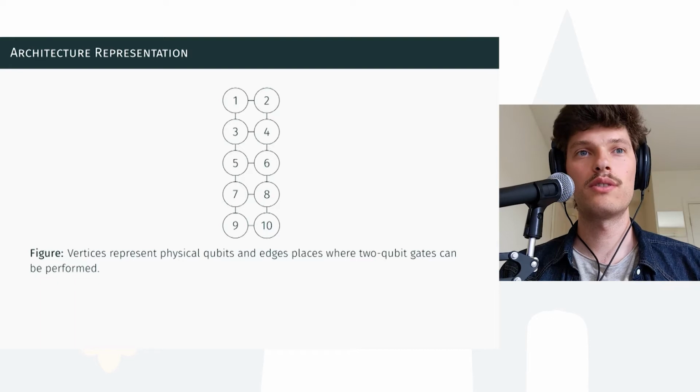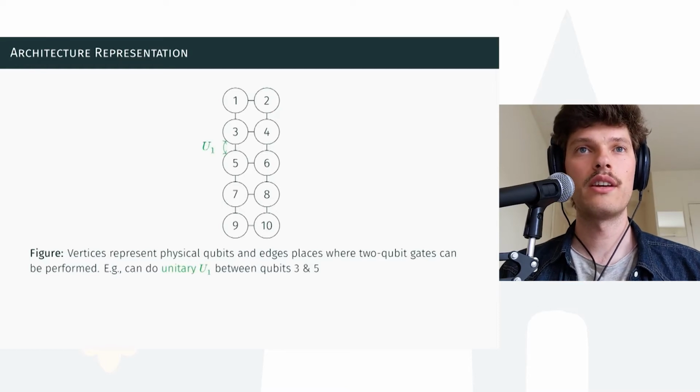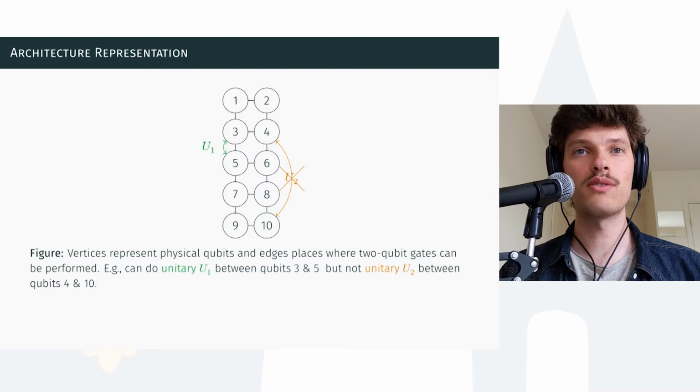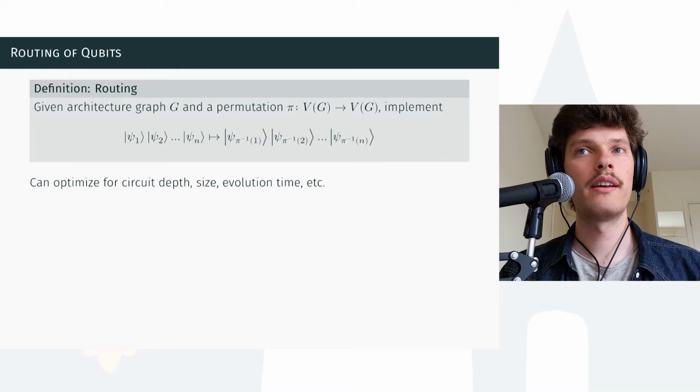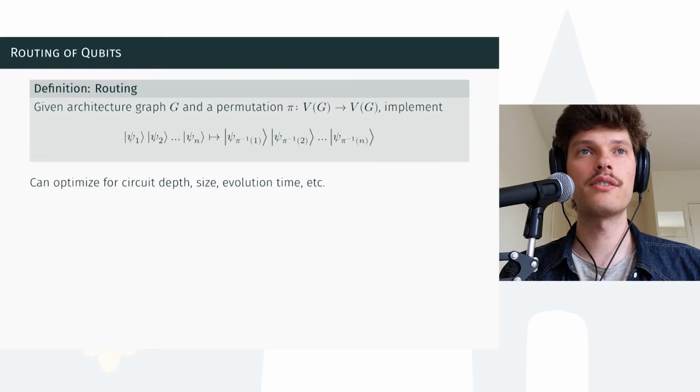So what we do is we model this as a graph where vertices represent physical qubits and edges where we can perform 2-qubit gates. For example, we can perform the unitary U1 between qubits 3 and 5, but we cannot perform the unitary U2 between qubits 4 and 10 because there's no edge there. And one very useful step to work around these connectivity constraints is routing.